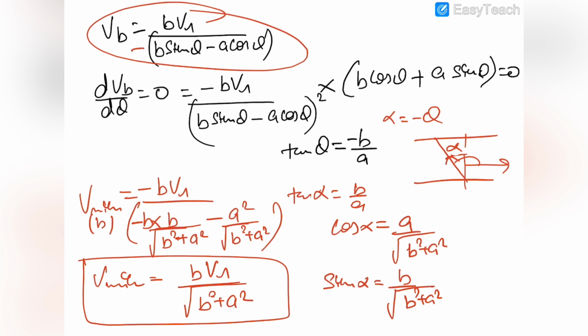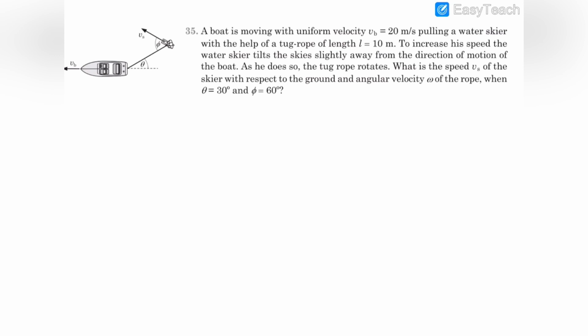Now we move on to the next question. In this question you can see that there is a boat which is moving with a uniform velocity of 20 meters per second. This boat is pulling a water skier with the help of a tug rope of length 10 meters. To increase his speed, this water skier tilts the ski slightly away from the direction of motion of the boat. As he does so, the tug rope rotates. So what is the speed Vs of the skier with respect to the ground in this position, and the angular velocity of the rope?